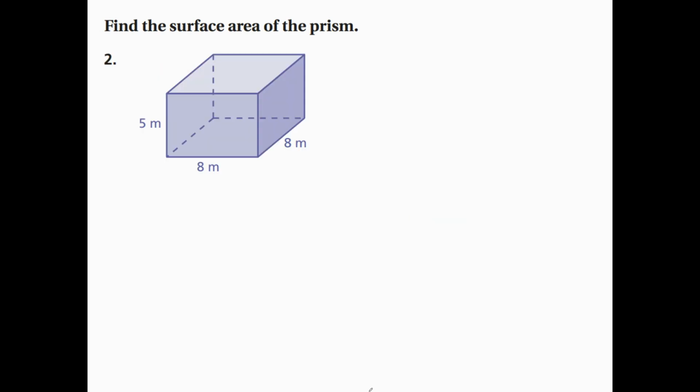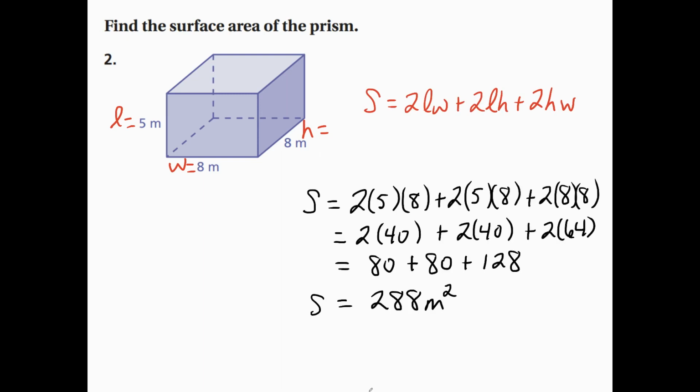Okay, so the video is going to pause so you can find the surface area of this prism. So we're back, and let's go through this pretty quickly. I label the sides, I write my formula down, and I do the work. You can see the answer I got was 288 meters squared. Area is always squared. Finding the surface area, the area of the surfaces. Okay, so that's for rectangular prisms.